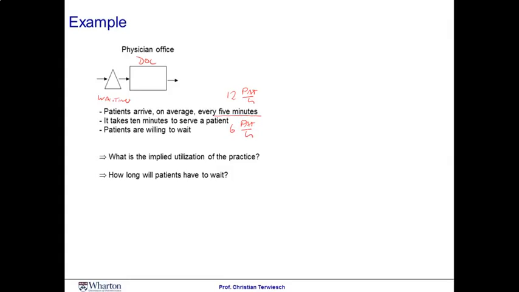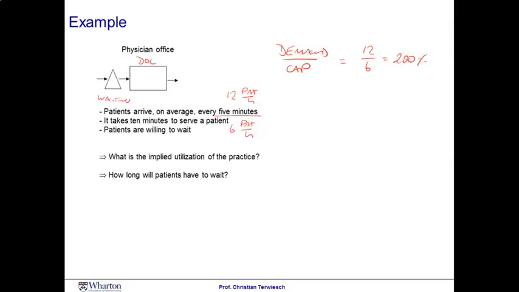Now first, let's ask ourselves, what's the implied utilization in the system? Now, remember from our discussion of process analysis that the implied utilization looks at the ratio between demand and capacity, which in this case is simply 12 divided by 6 equals 200%. How long will patients have to wait in this practice?